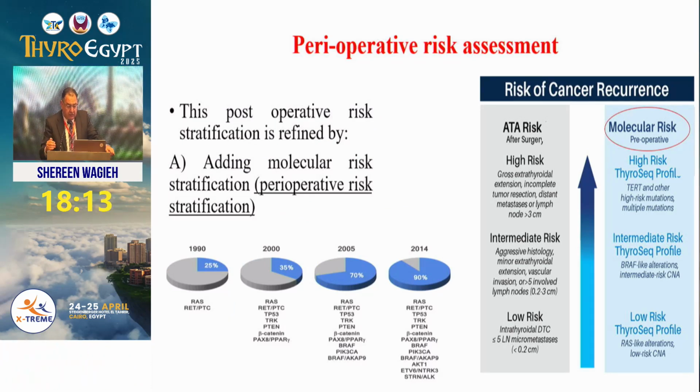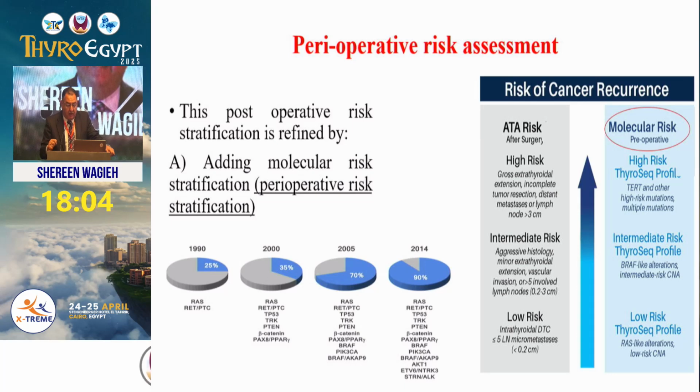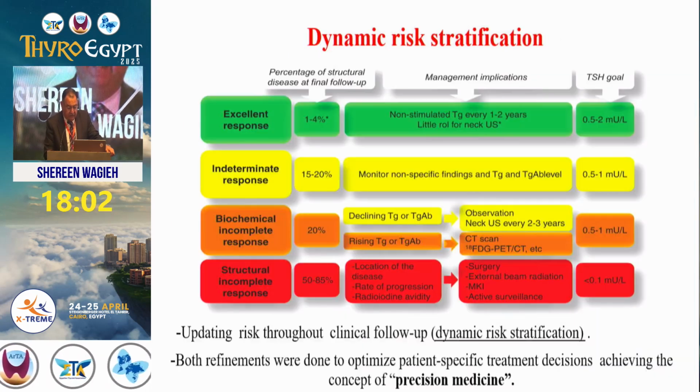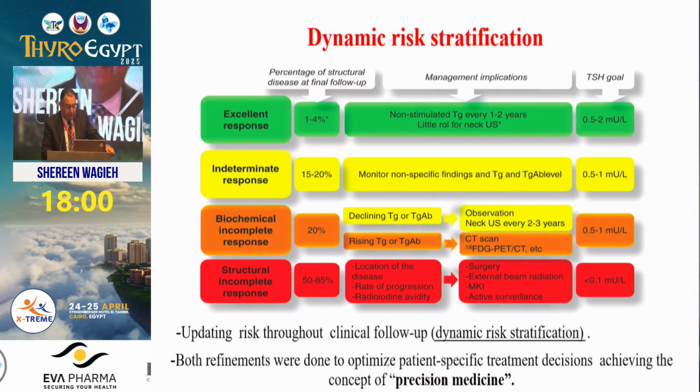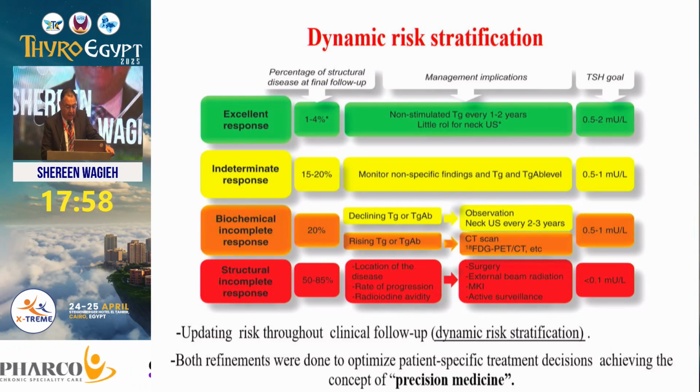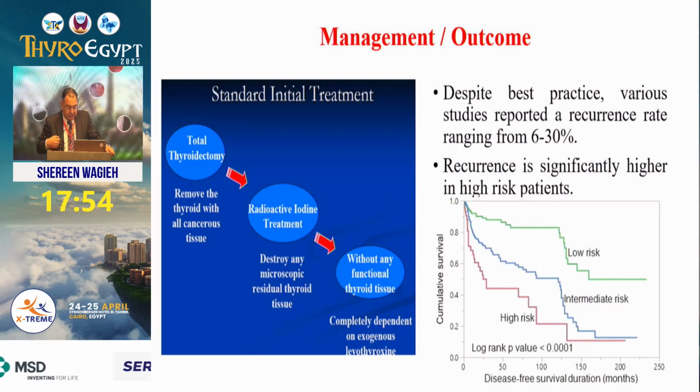Some refinement of this stratification was done by two main methods. First, the addition of molecular risk stratification. Both together are named perioperative risk stratification. The second method is through updating risk throughout the clinical follow-up of patients. This is also named dynamic risk stratification.